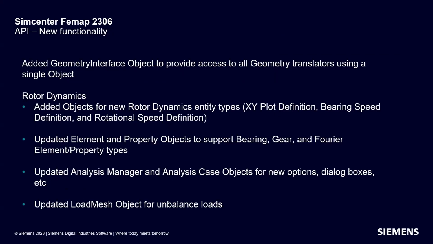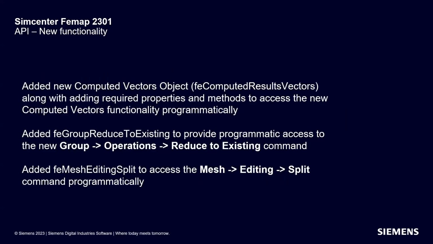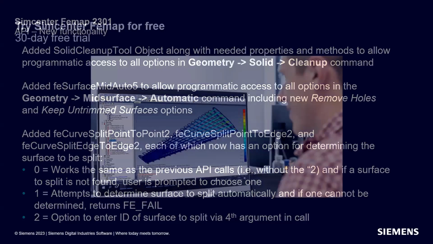And just some new API functionality for 2306. There's the new geometry interface object for all those new geometry translators. Everything related to rotor dynamics is now available through the API. And then just some additional ones here that actually just gave access to commands that we changed, where we essentially did not create new API functions to handle all the options in the new commands. And then for 2301, the computer vectors object, those new group commands and the mesh splitting command programmatically, and then just some other ones there.